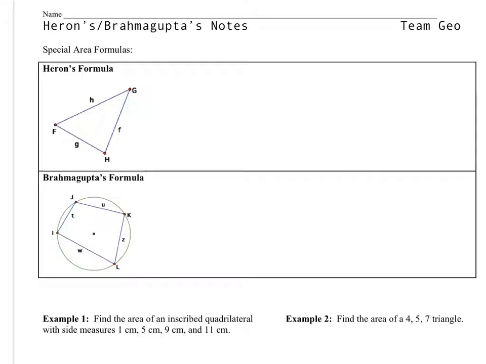So right now you think that the triangle's formula for area is base times height over 2, or 1/2 base times height. So we have special area formulas, and that's what the title of today's lesson is, special area formulas. So we need the semi-perimeter, which is half the perimeter. So F plus G plus H all over 2.